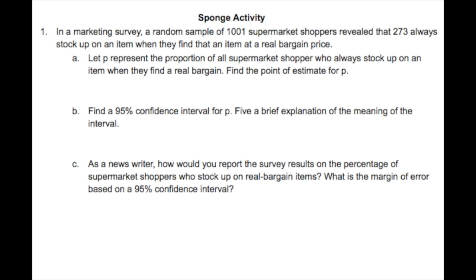For part B, find a 95% confidence interval for p. Give a brief explanation of the meaning of the interval. And part C, as a news writer, how would you report the survey results on the percentage of supermarket shoppers who stock up on real bargain items? What is the margin of error based on a 95% confidence interval?